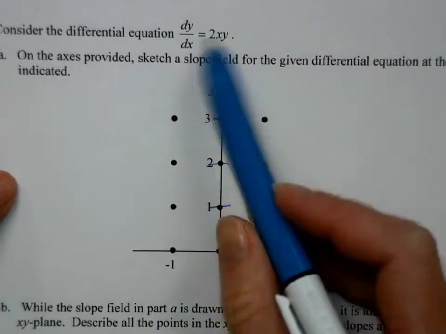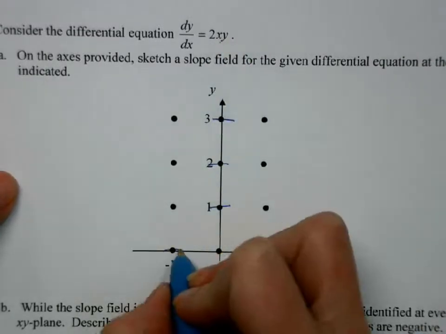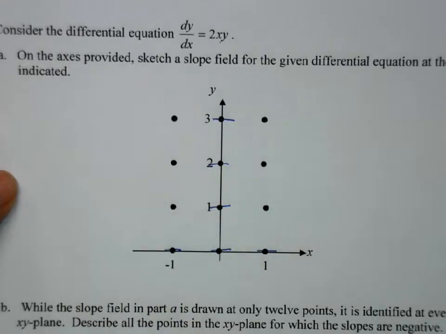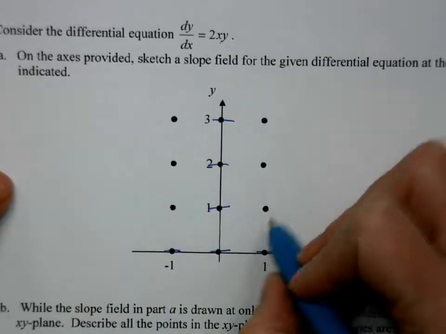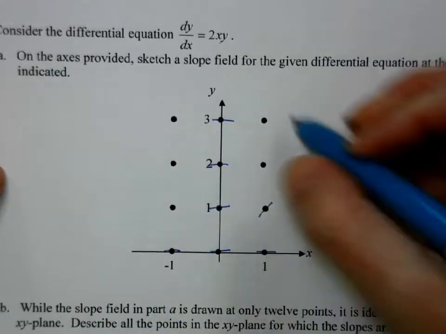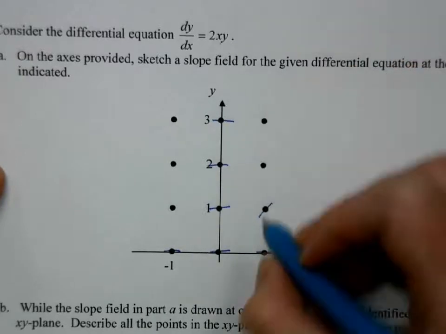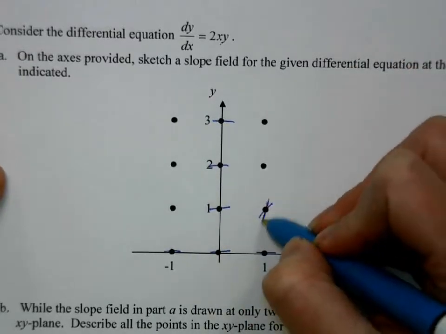Okay, so then I have 6 I need to calculate. 1 times 1 is 1. 1 times, sorry, it should be 2. 1 times 1 times 2 is 2. 1 times 2 is, so that's going to be 4, pretty steep, and this one's going to be real steep.